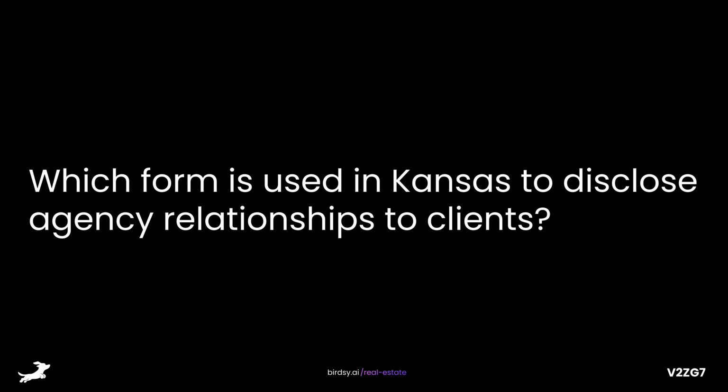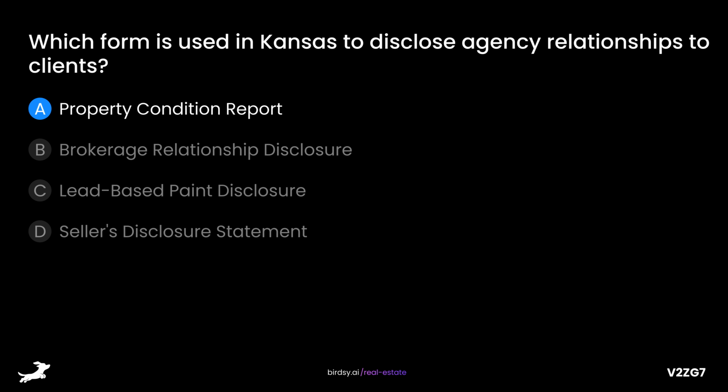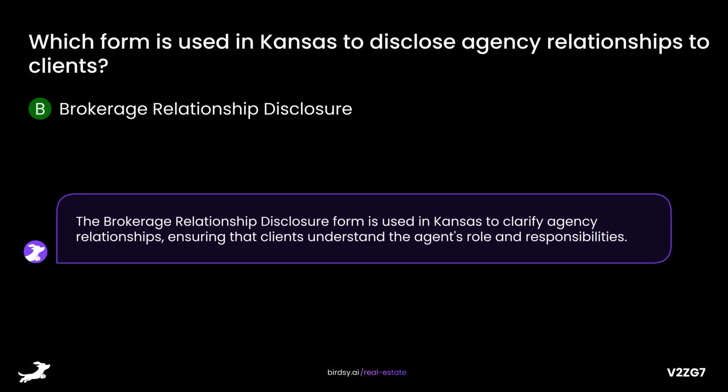Which form is used in Kansas to disclose agency relationships to clients? Is it A, property condition report, B, brokerage relationship disclosure, C, lead-based paint disclosure, or D, seller's disclosure statement? The answer is B, brokerage relationship disclosure. The brokerage relationship disclosure form is used in Kansas to clarify agency relationships, ensuring that clients understand the agent's role and responsibilities.